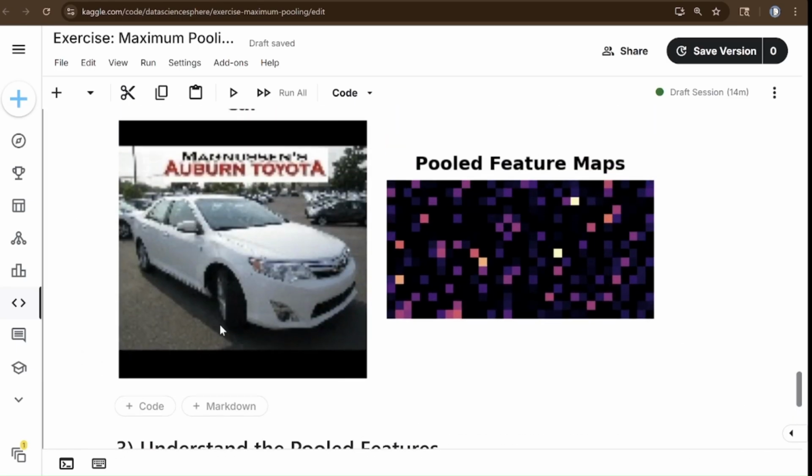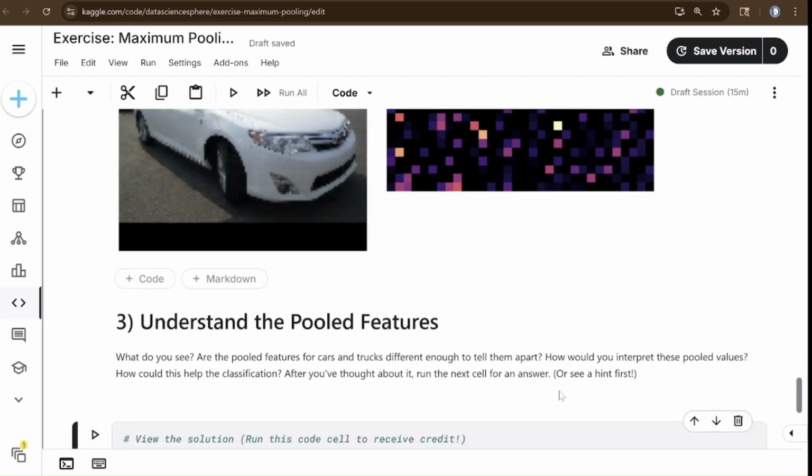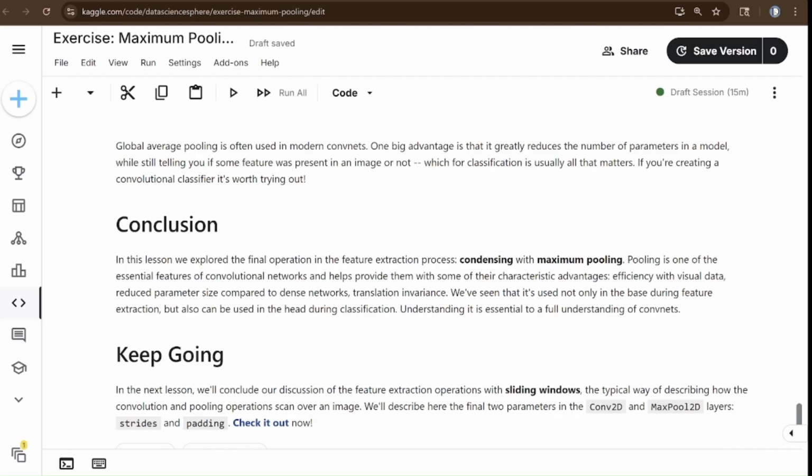Okay, so we have understood what global average pooling does. It takes all the pixel values, makes an average and gives you pooled feature maps with some score, and after seeing that score the head part will be able to classify the image. So conclusion, in this lesson we explored the final operation, that is condensing with maximum pooling. Pooling is one of the essential features that provides some characteristic advantages: efficiency with visual data, reduced parameter size, translation invariance. We have seen that it is used not only in the base during feature extraction but can be used in the head part also. Understanding it is essential to have a full understanding of convnets.